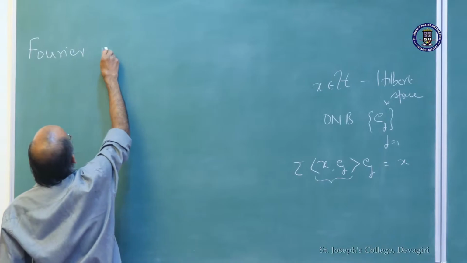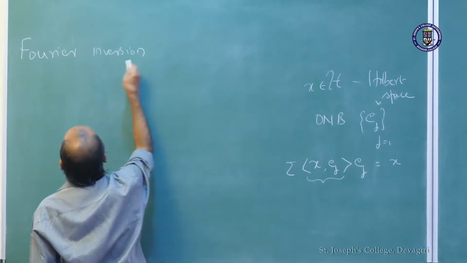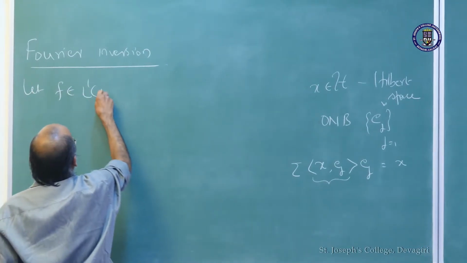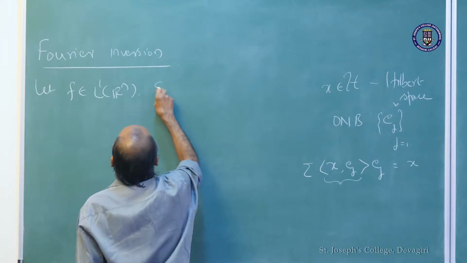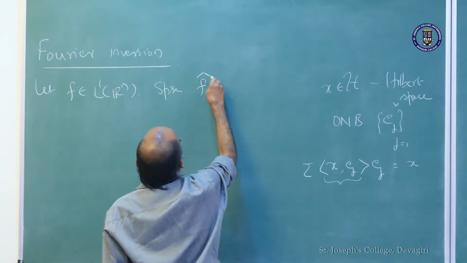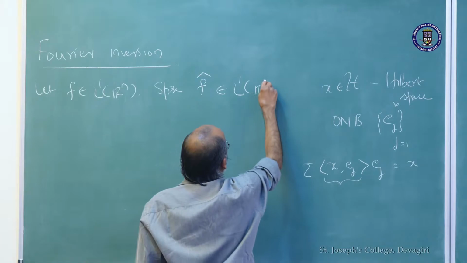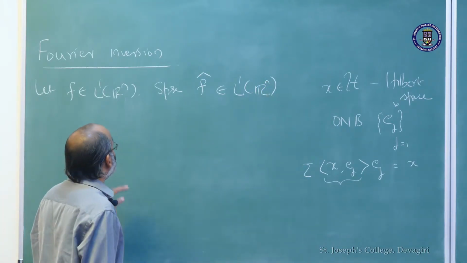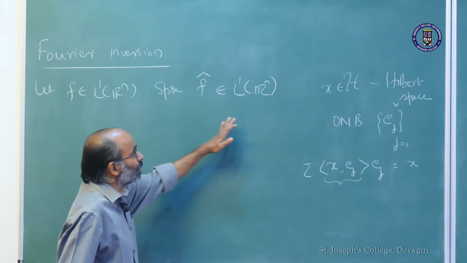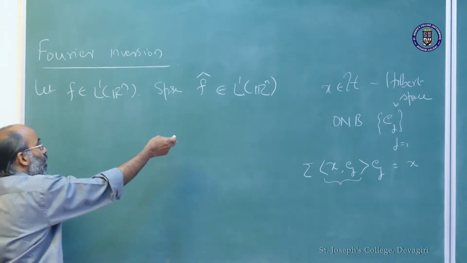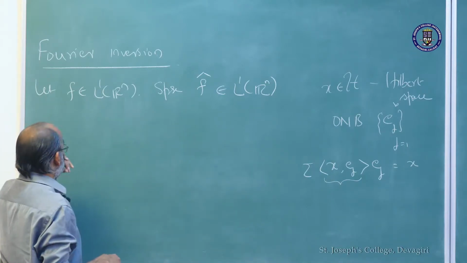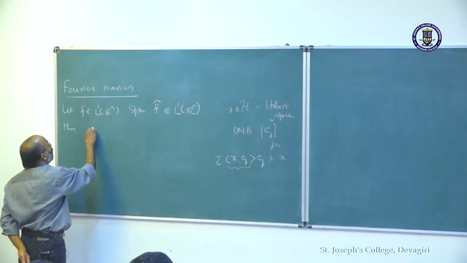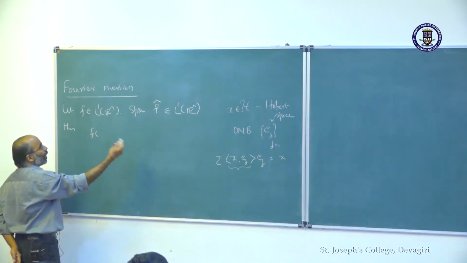So let's say Fourier inversion. Let f belong to L1 of R^n. Suppose f hat also belongs to L1 of R^n. Okay, so that is already a condition. We saw an example, chi of minus 1 to 1, whose Fourier transform is not in L1. So it can happen that it is not in L1, but suppose the Fourier transform is also in L1, then you can invert. Then you can recover f from f hat.